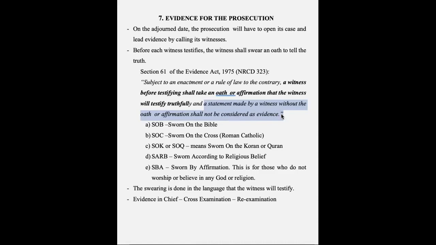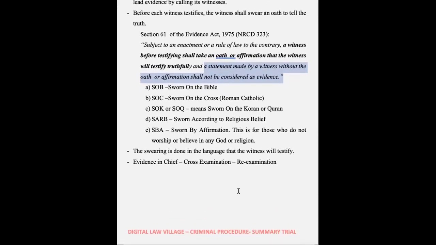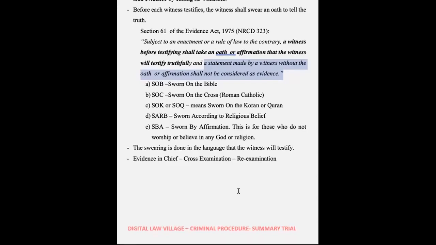So when they call their witnesses, there will be evidence in chief by each prosecution witness, and then there will be cross-examination by the accused person, and then there will also be re-examination if the prosecution wishes to have a re-examination. Then that is the case for the prosecution. Usually the last witness the prosecution will call will be the investigator.